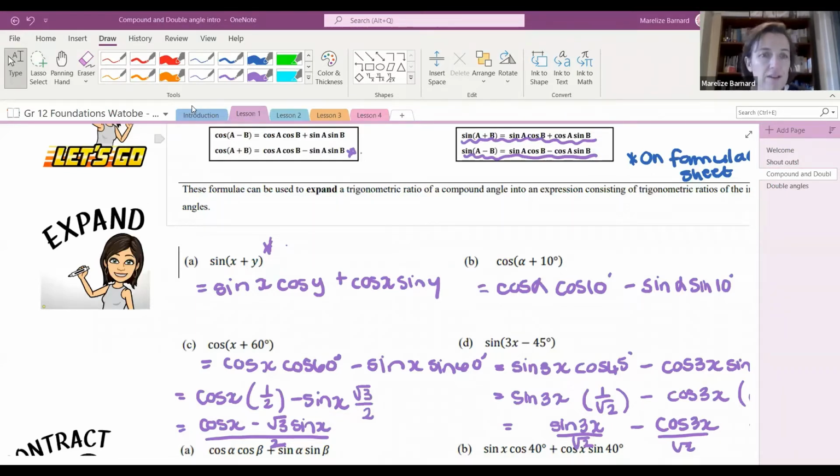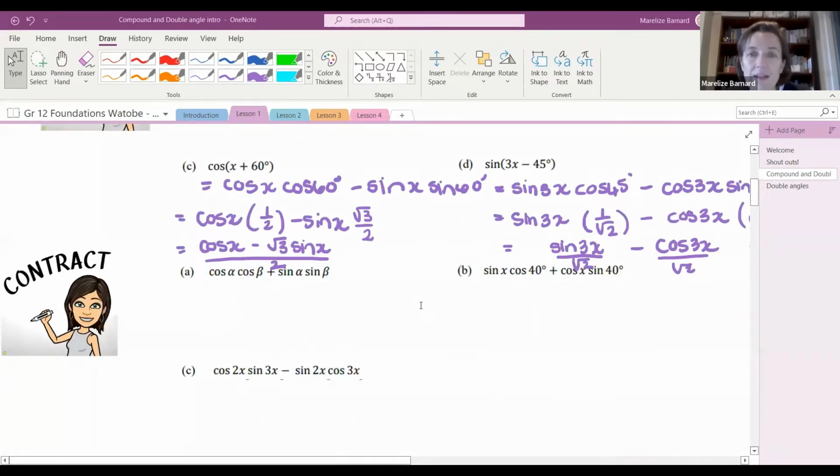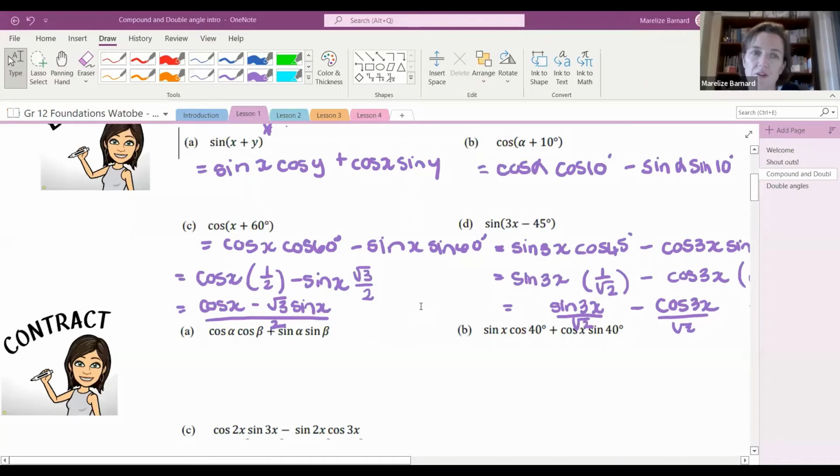Whilst the root 3 in front, remember we can move it because it's multiplication. It's like 5 times 3 is the same as 3 times 5. So sine x times root 3 is the same as root 3 times sine x. Okay, wonderful, everybody. So like we said, we can expand and we can also contract. So for this next round of trig expressions, we're going to use our compound angle identities to contract.